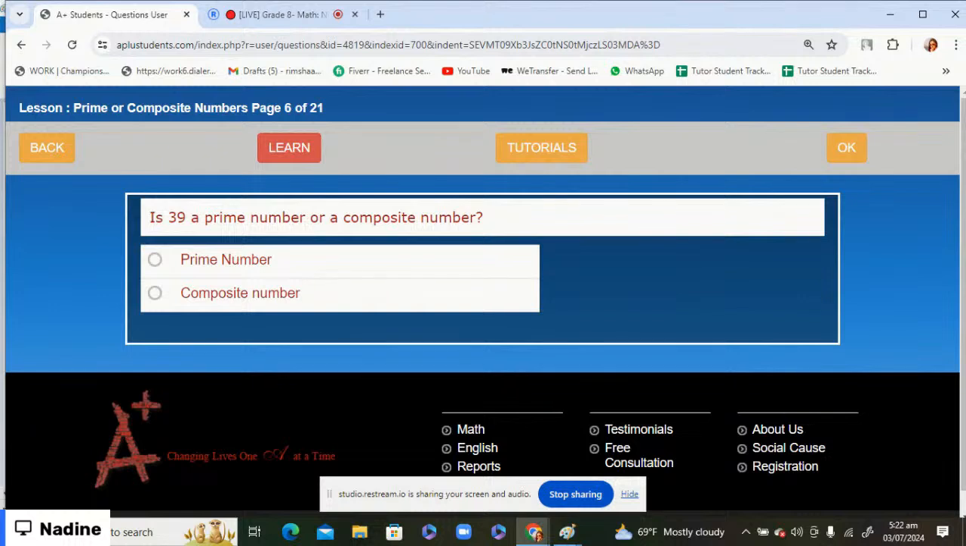Because for the composite numbers, it has more than two factors. So 39, when you divide 39 by 3, your answer is 13. And 13 divided by 13, that answer is 1. It means that it has more than two factors, because it's also a natural number, a positive number, so we can say that it's a composite number.